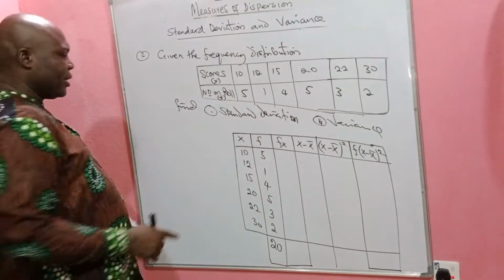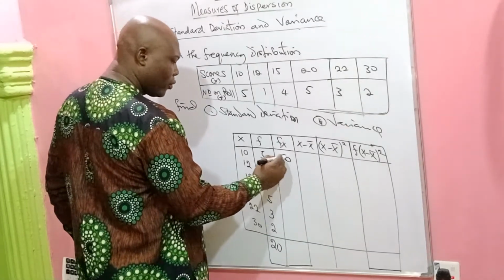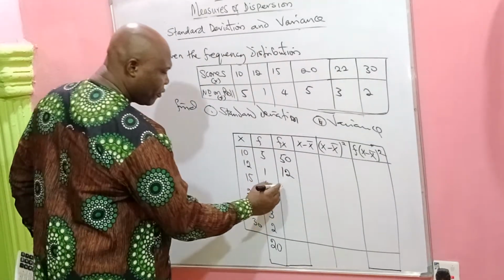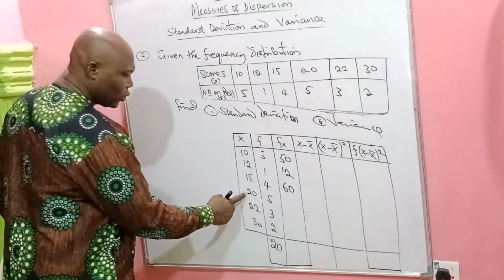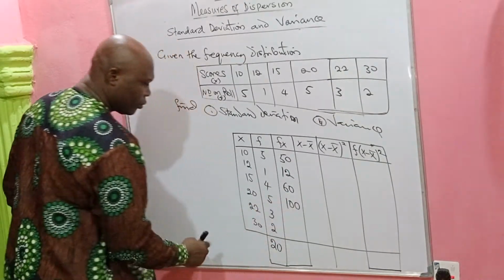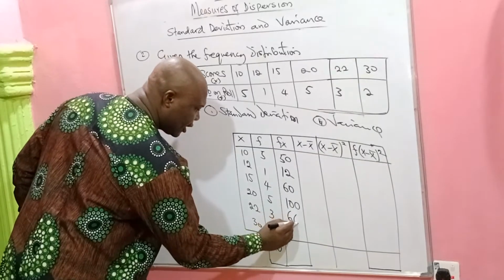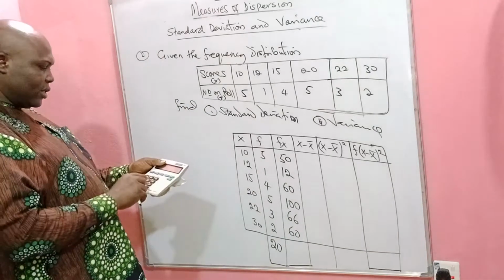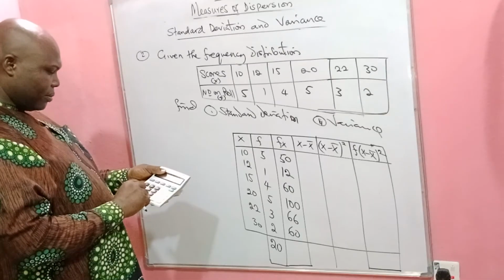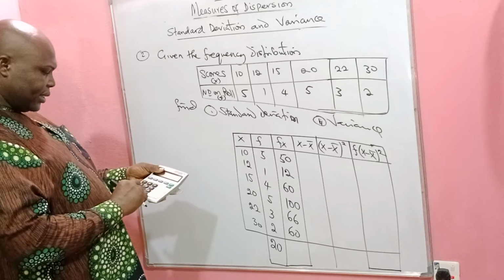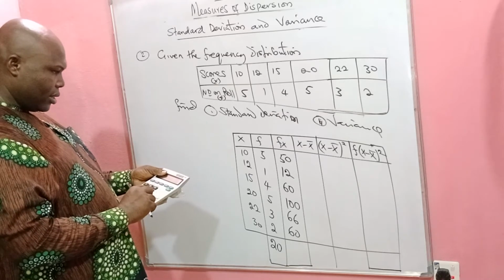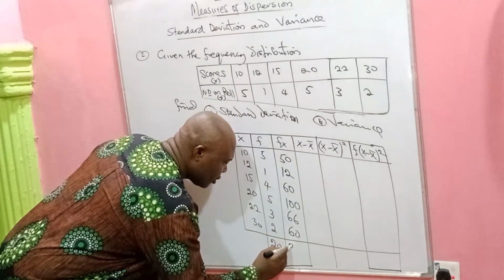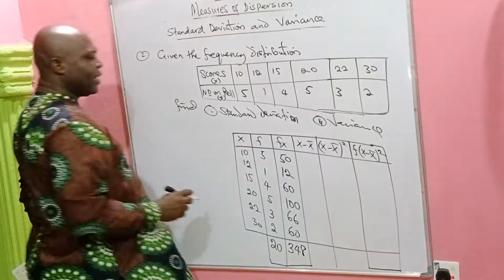Alright, so we need fx. 10 times 5, which is 50. 12 times 1, which is 12. 15 times 4, which is 60. 20 times 5, which is 100. 22 times 3, which is 66. 30 times 2, which is 60. So we'll be needing the total of the fx. 50 plus 12 plus 60 plus 100 plus 66 plus 60. So we have 348.